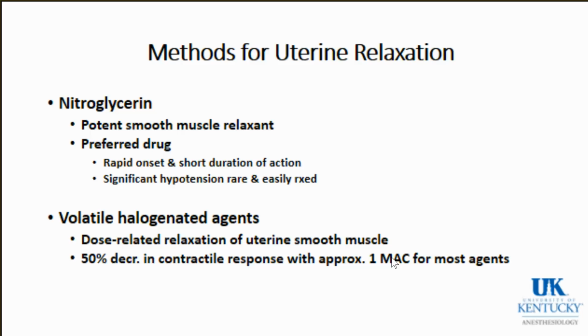So, in terms of methods for uterine relaxation, nitroglycerin is a potent smooth muscle relaxant, and it is the preferred drug when you need uterine relaxation. It has a rapid onset, but a short duration. If you see hypotension, it's rare that you see it, and it's easily treated and goes away quickly. As I mentioned, if nitroglycerin doesn't work, then probably your next option is to do a rapid sequence induction, intubate the patient, and then get a level of your volatile very quickly, which would mean turn your concentration high and hyperventilate the patient.